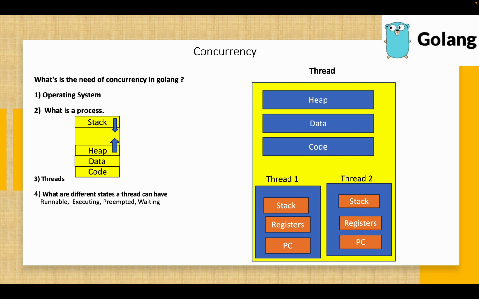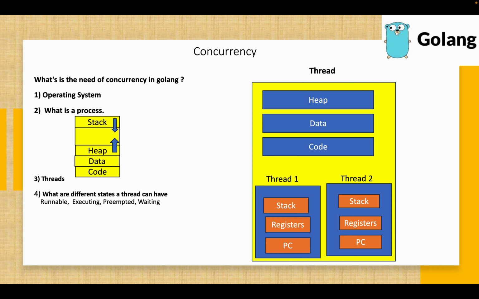Let's talk about the thread. Threads are the smallest unit of execution that a CPU accepts. Each process has at least one thread, that is the main thread. A process can have multiple threads, and threads share the same address space as the parent. So threads can run independently of each other.